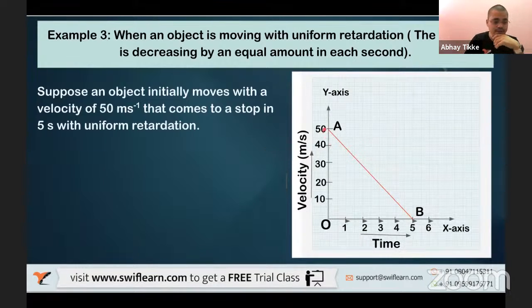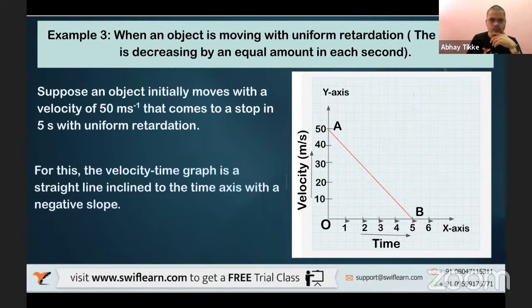ग्राफ देखो ऐसे आएगा. Retardation का ग्राफ कैसे आएगा? नीचे जाएगा. Right? Retardation. Acceleration का ग्राफ कैसे होगा? ऊपर जाएगा. Remember all these things, okay? For this, the velocity time graph is a straight line inclined to the time axis with negative slope. अभी negative slope है, ये नीचे आ रहा है. समझ आ रहा है? Positive slope कब होगा? ये ऊपर जा रहा है. Remember these technical things, it's very very important. Okay?